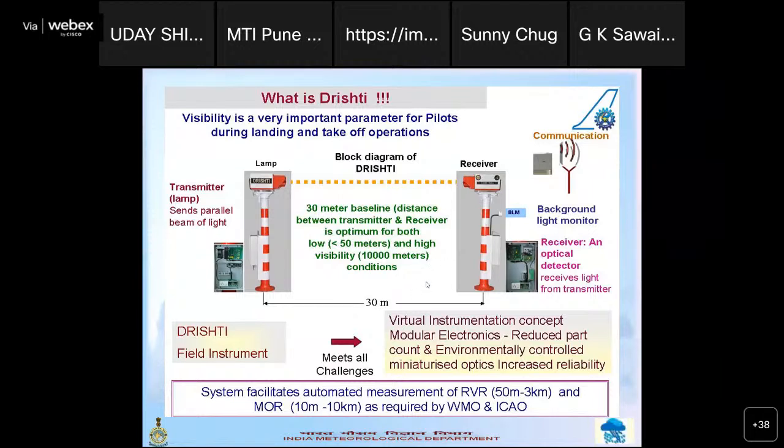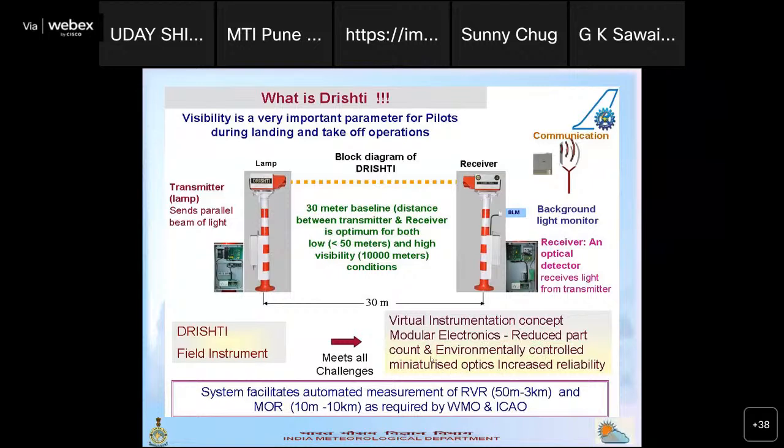I already told you this. Allard's law is used to calculate the RVR, and one BLM is required. BLM is the background light monitor. There is receiving electronics and transmitter electronics, and we need LEDs. The LED is the light here, and it requires 5 volt to glow the LED lamp. Again, this is the baseline between the transmitter and receiver, and one VI instrument concept with modular electronics.